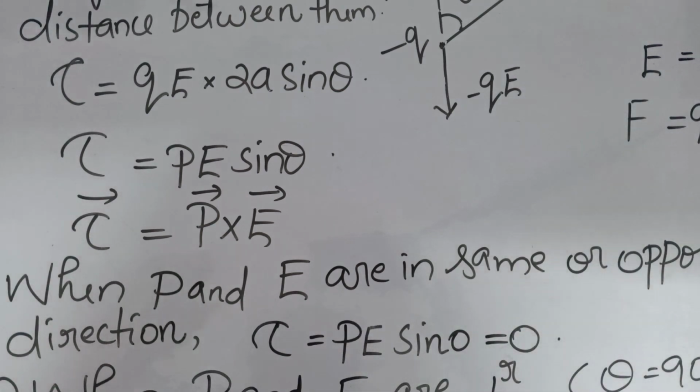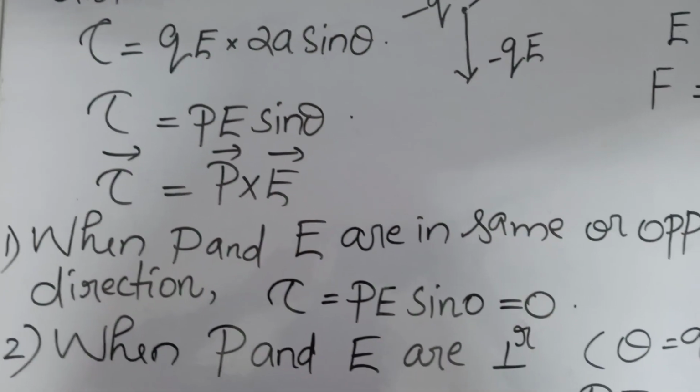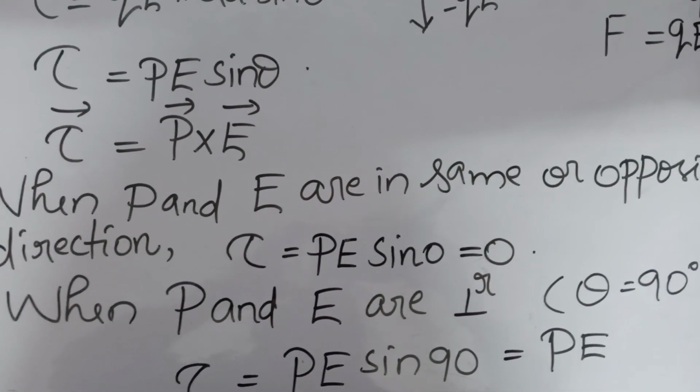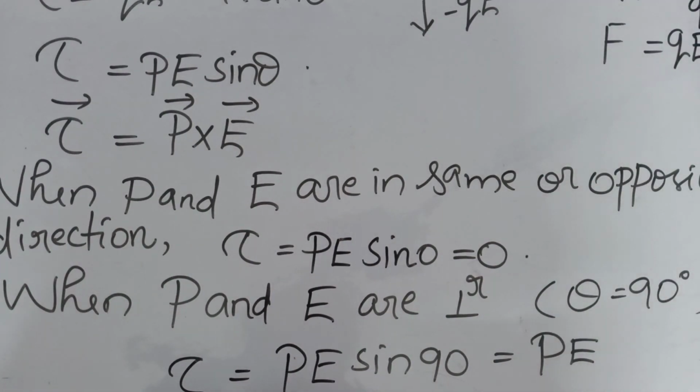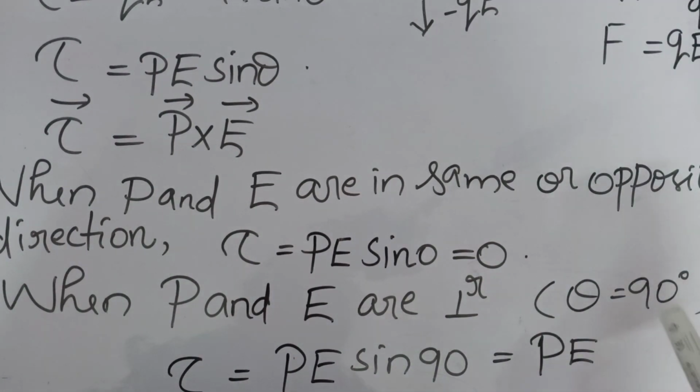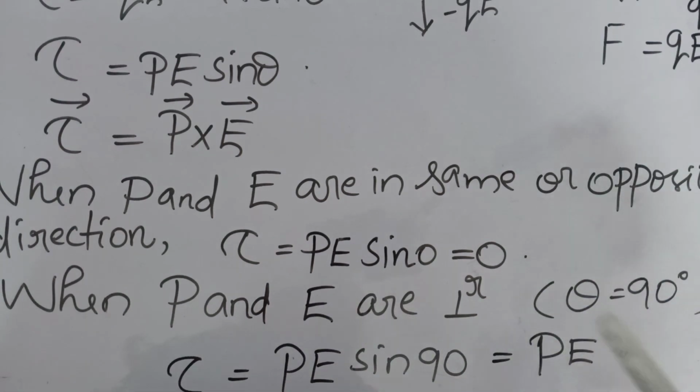And suppose they are perpendicular, that is P and E are perpendicular, means what will happen here? Theta will be 90 degree. So sin 90 is 1. Then what we will get? We will get maximum torque when it is perpendicular. That means when P and E are perpendicular, that will be equal to PE. That is the maximum torque acting on that. So that is all about dipole in a uniform external field.